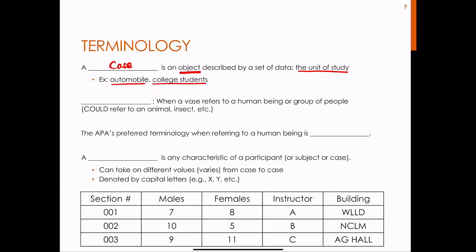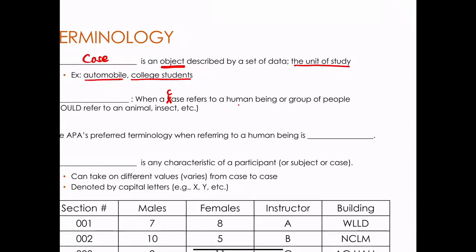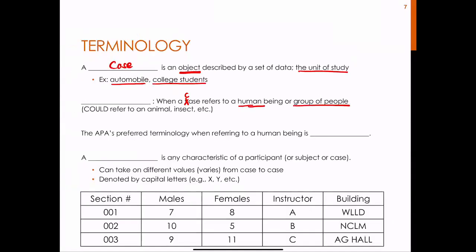And when a case, here is a typo, when a case refers to a human being or a group of people, we call it a subject. It could also refer to an animal, insect, etc. And the APA preferred terminology when referring to a human being is participant. So those three are actually the same thing.